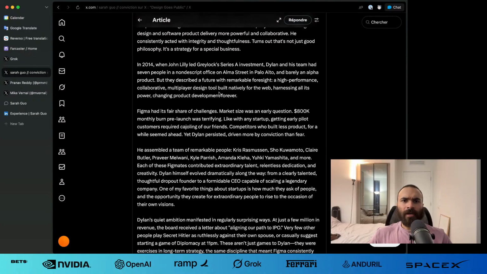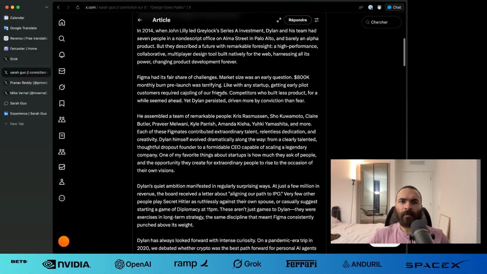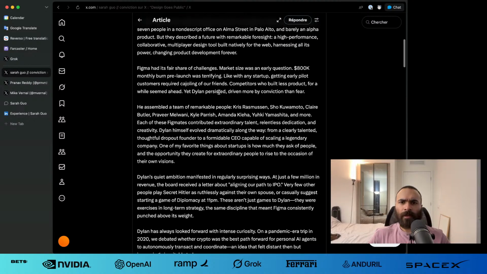In 2014, when John Lilly led Greylock's Series A investment, Dylan and his team had 7 people in a nondescript office on Alma Street in Palo Alto and barely an alpha product. But they described a future with remarkable foresight: a high-performance collaborative multiplayer design tool built natively for the web, harnessing all its power, changing product development forever.